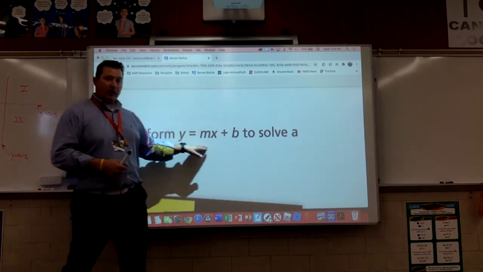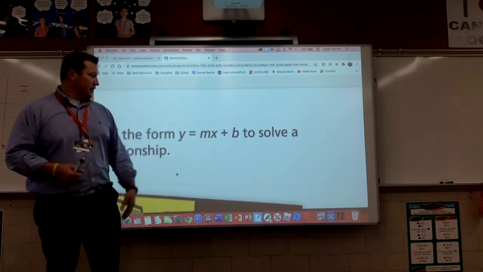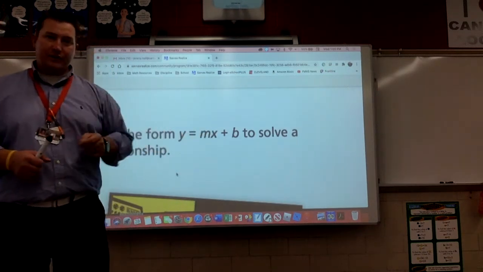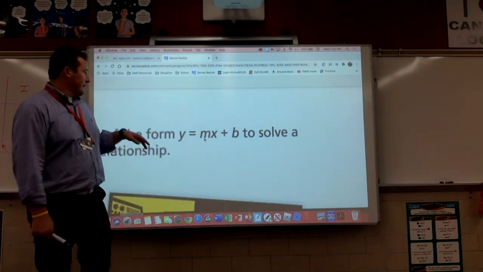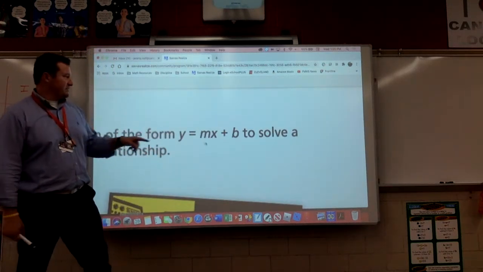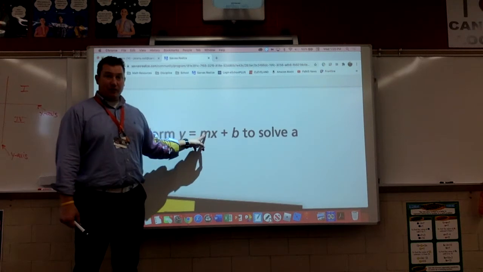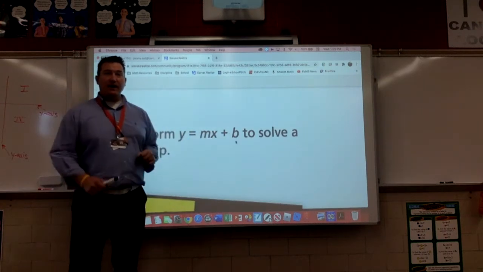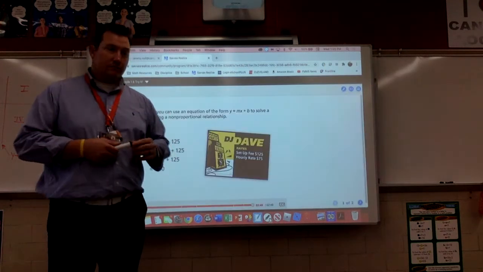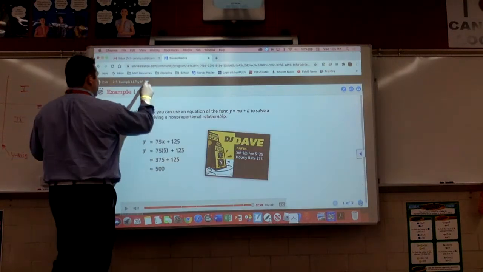We are going to write our equations in that form. We call that form slope-intercept, because it identifies the slope of the line and the y-intercept of the line. That's cool. All right, so there was example 1, folks.